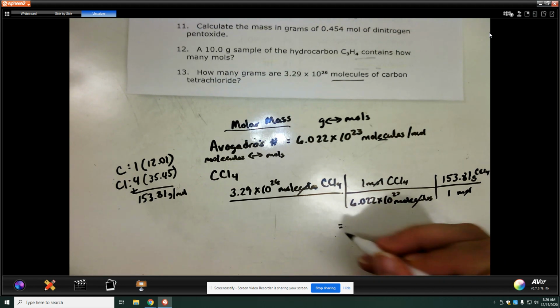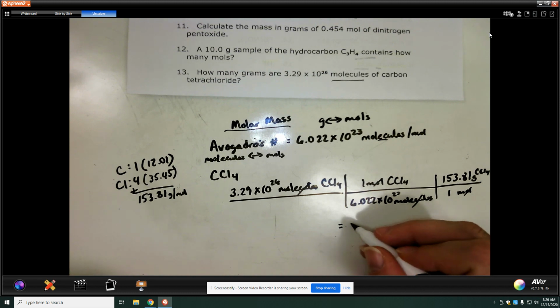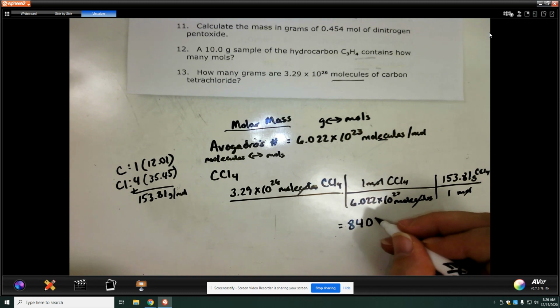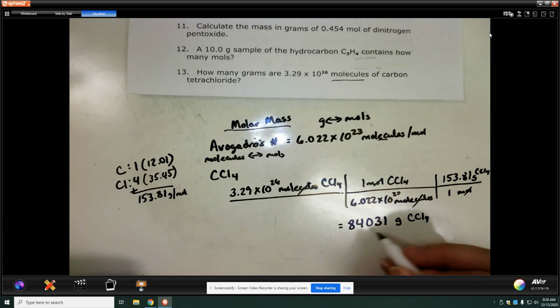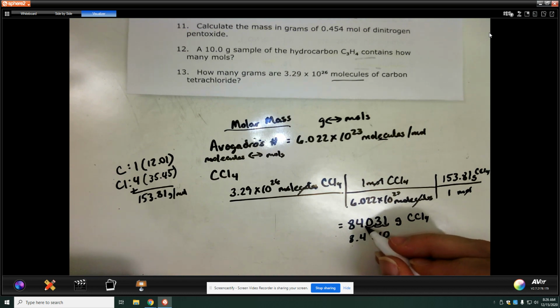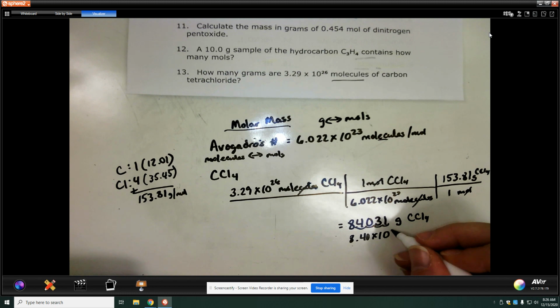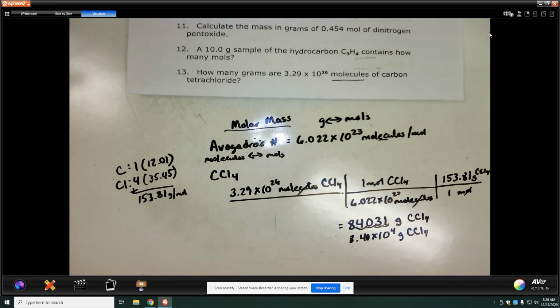And my answer here is, the calculator spit out 84,031 grams. I need 3 sig figs, so probably scientific notation is going to be my best bet for this. And so that's going to be 8.4 times 10 to the 4 grams of CCl4. Okay, and that's how you work with molar mass and Avogadro's number.